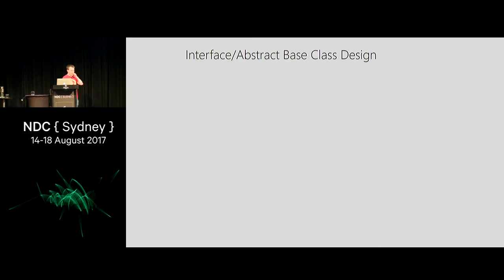So, interface and abstract base class design. Interfaces and abstract base classes are the primary way of introducing extensibility to a .NET API. And they're hard to get right. So I'll talk about some common pitfalls you can have when introducing interfaces and abstract base classes. The first one is too many methods or properties.